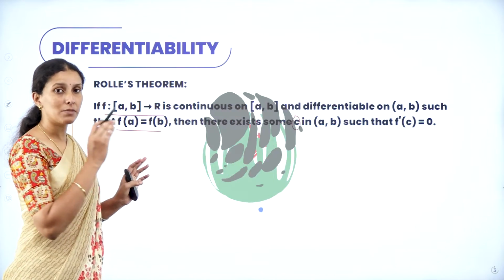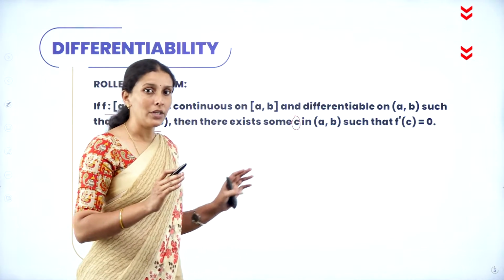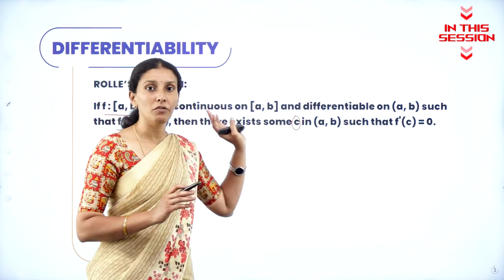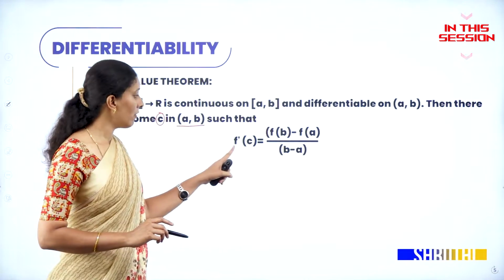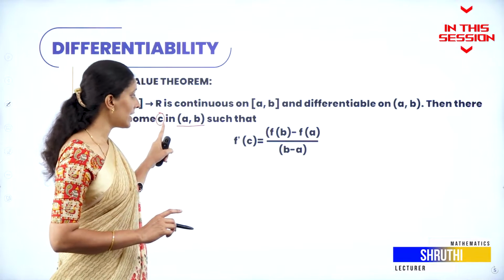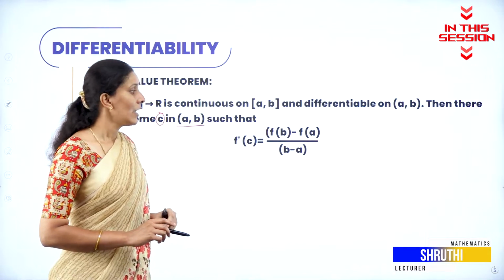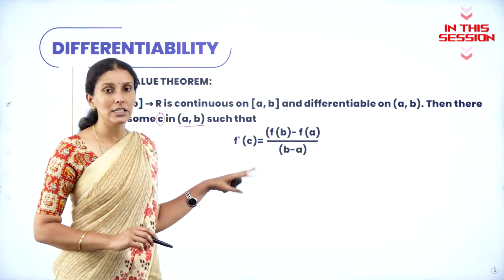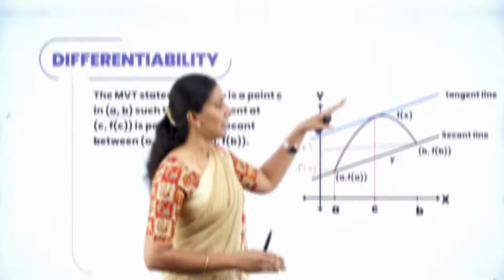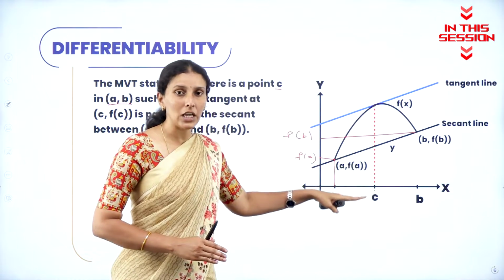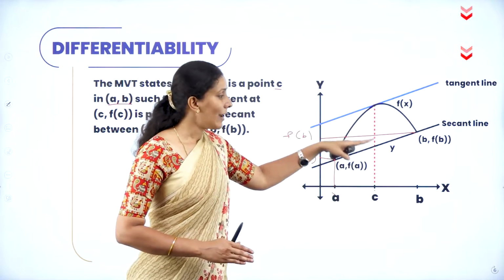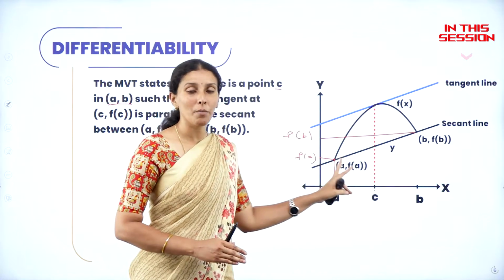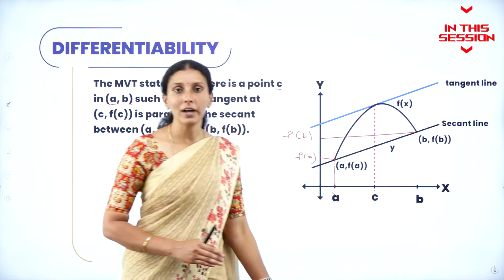Whenever this condition is possible, there exists a point where the derivative of the function at the point C will become 0. The derivative of the function at the C must be given as f of b minus f of a divided by b minus a. This is the statement of the Rolle's theorem. The tangent at the point C will be always parallel to the secant joining the points in the interval a comma f of a and b comma f of b.